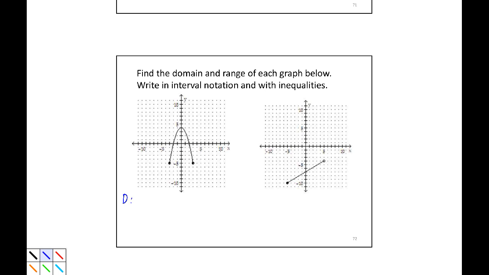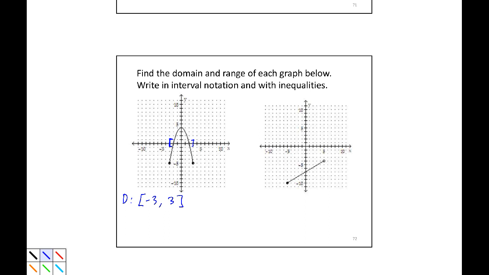Domain, looking furthest to the left, it appears to get to 1, 2, 3, the value 3 in the x direction, and it actually does get to that point, so I'm going to put a bracket there. Now to the right appears to be positive 3, and it does get there because we have a closed dot. So our domain is negative 3 to 3, and that's a closed interval because we have two closed dots.